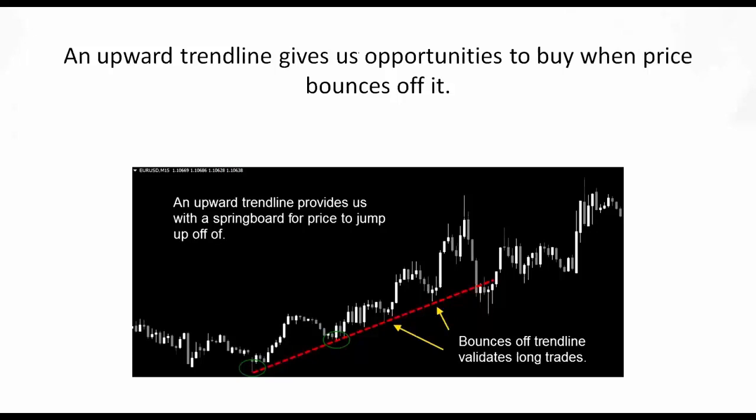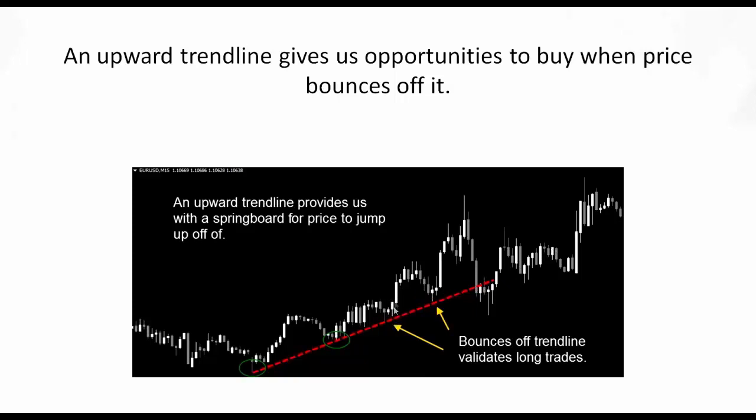Now, an upward trend line gives us opportunities to buy when price bounces off of it. So we have the first 2 points, point 1, point 2, circled in green. This is what establishes the trend line. So we've got these 2 points. We draw this trend line out into the future.